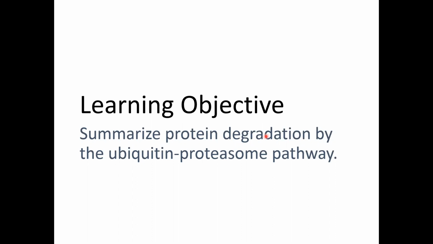We can phosphorylate it or add small molecules. So we've talked about a lot of different ways that we can modify a protein after it's already been made. And ubiquitin is just simply one of those modifications that we can make.